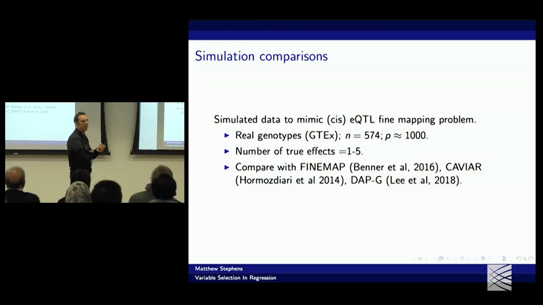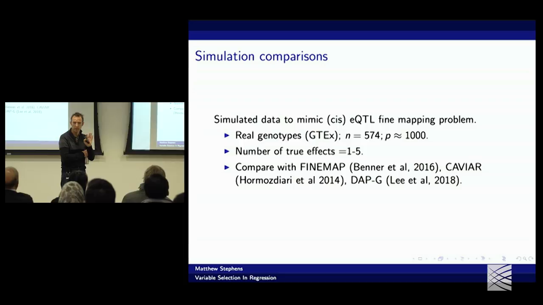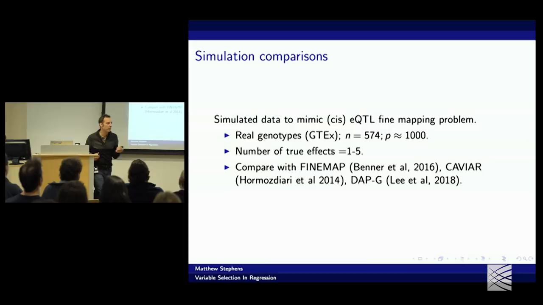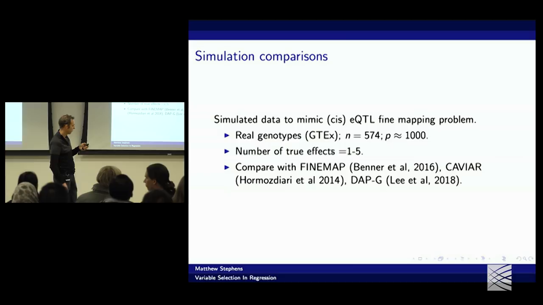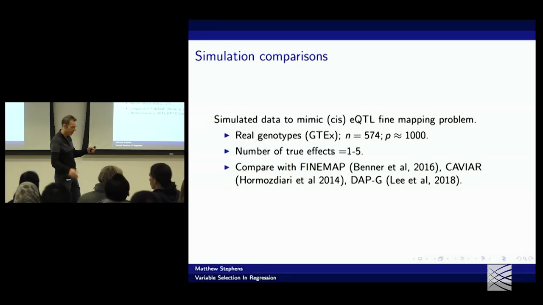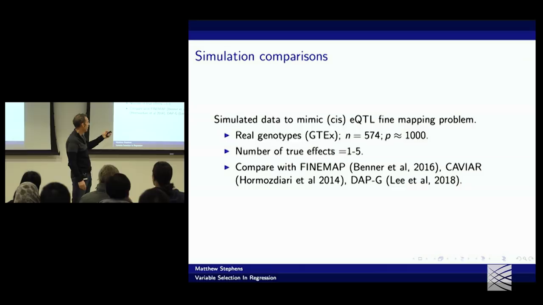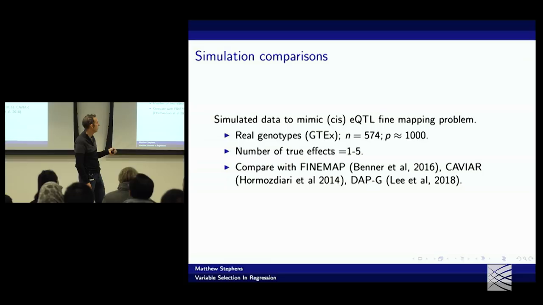All I've got left is simulation results, just to try and convince you that it works. We simulated data, trying to mimic an eQTL study. We took GTEx genotypes from one tissue. It doesn't matter which tissue, because we took 574 individuals, from an earlier release of the GTEx data, and we selected around 1,000 SNPs near each gene. We took about 200 genes, just to get a representative set of Xs, and we varied the number of true effects in our simulations from 1 to 5.